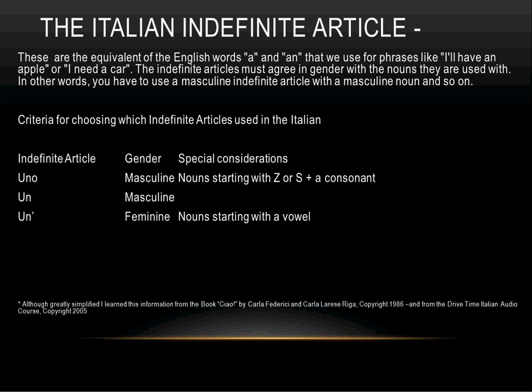For feminine nouns starting with a vowel, you use un apostrophe, so that the words slide together, such as un'autostrada or un'arancia. Remember, this only applies to feminine nouns starting with a vowel. All other feminine nouns receive the indefinite article una, such as una bambina or una donna. You never use an indefinite article in the plural.